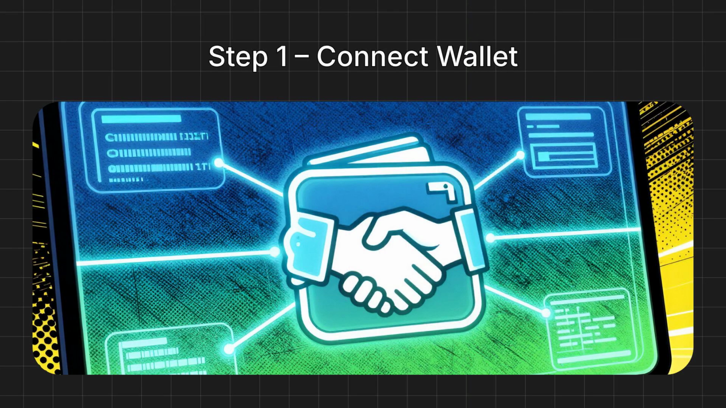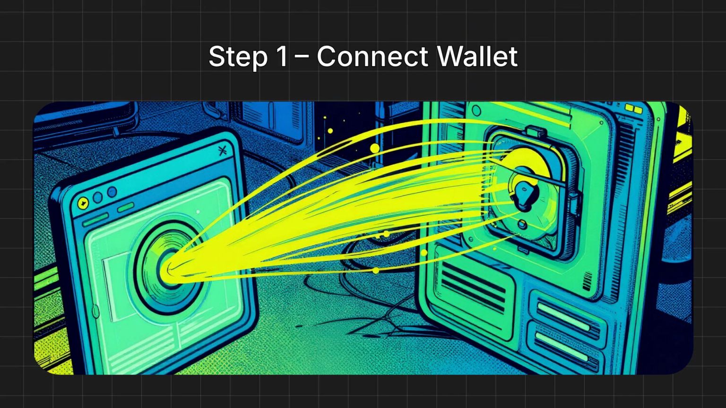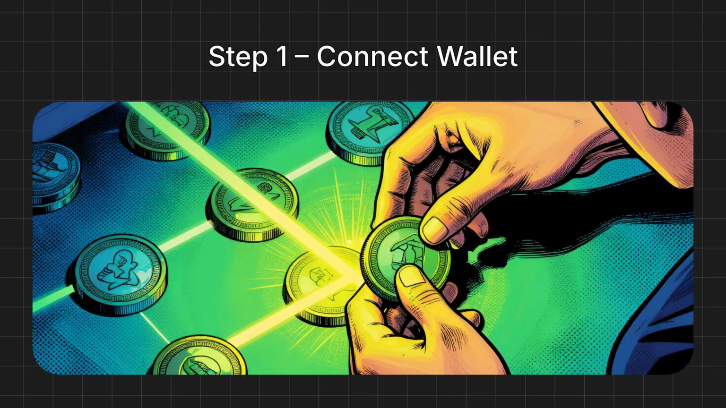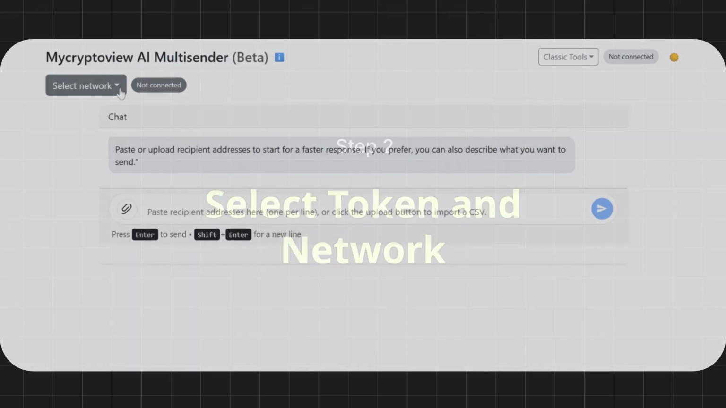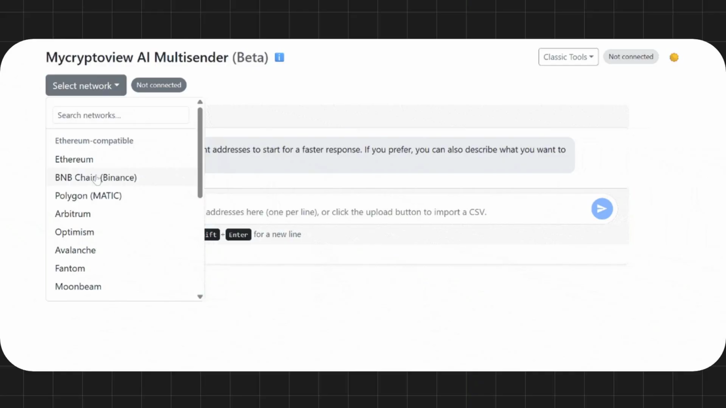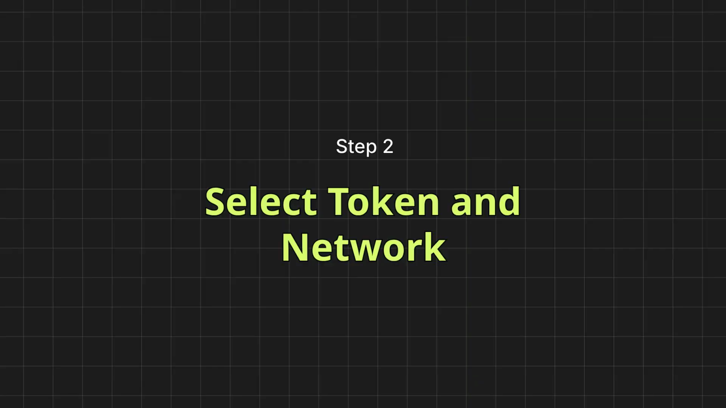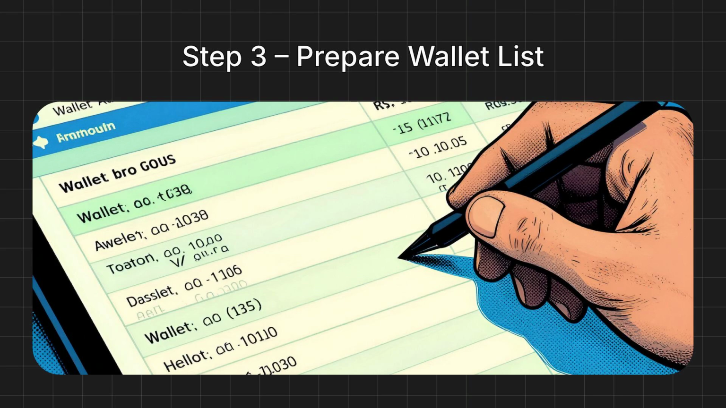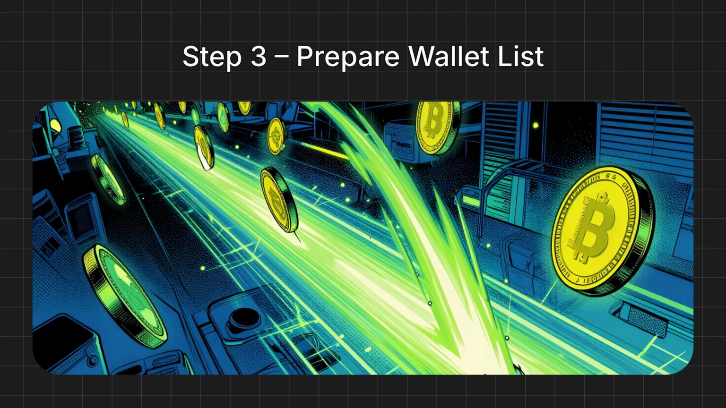Step 1. Connect your wallet to the multisender interface. This allows the system to interact with your wallet when executing the token distribution. Step 2. Select the blockchain network and the token you want to distribute. Make sure the correct token and network are selected before continuing. Step 3. Prepare a wallet list that includes the recipient addresses and the token amounts assigned to each wallet. This list defines how many tokens each recipient will receive.